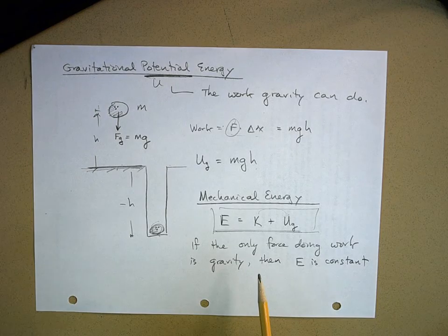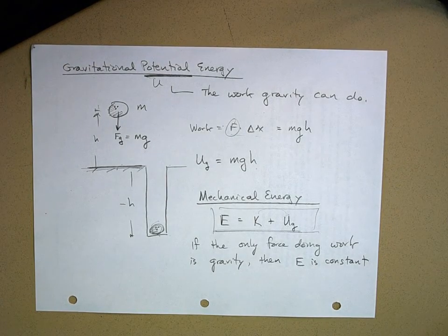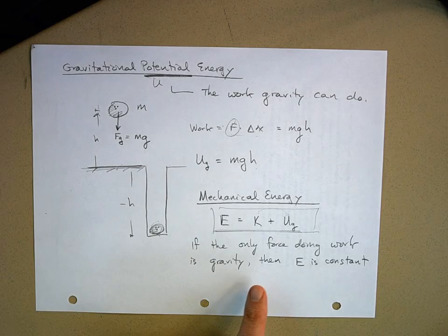Like if you take a ball and you throw it up, as the ball goes up, it goes slower and slower, so it has less kinetic energy. But it's got more and more height, so it has more gravitational potential energy. The potential energy it gains is exactly equal to the kinetic energy it lost. And this is, of course, assuming that there's no wind resistance or anything like that. But that's what we mean by the only force doing work is gravity.